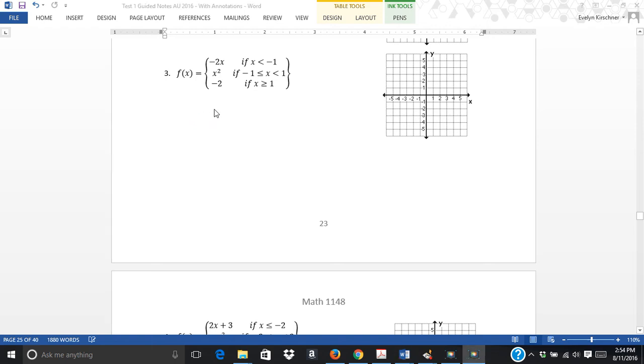Let's just look at this piecewise function. There's three parts. When x is less than -1, it's a line with slope -2. When it's between -1 and 1, it's a parabola. And when it's greater than 1, it's a constant function.